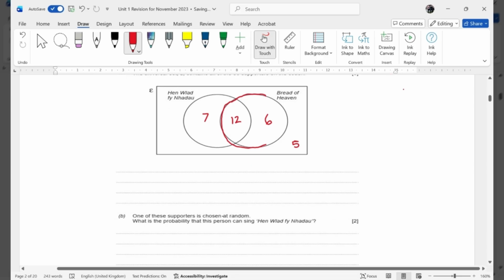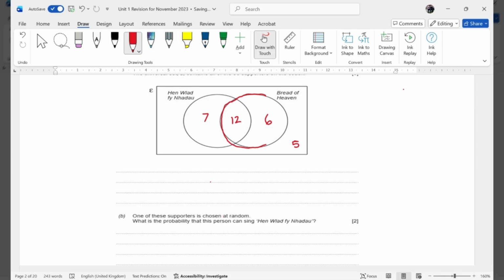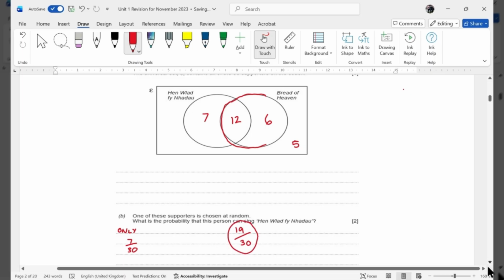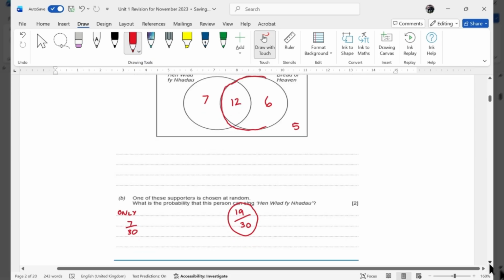What is the probability that they can sing Hen Wlad Fy Nhadau? Well, if the word "only" was in here, then it would be 7 out of the 30 people can only sing Hen Wlad Fy Nhadau. But because the word "only" is not there, there are 19 that can sing it. So that is the correct answer here. So just watch out for that word "only". And I have nothing else to add to that one.